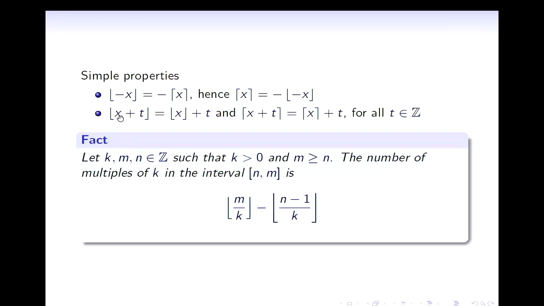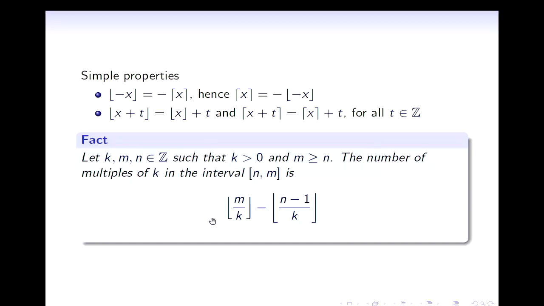So if we take the floor, for example, of 1.5 plus 2, then this is the floor of 3.5, which is 3, and that would be the same as taking the floor of 1.5, which is 1, plus 2, and that's also 3.